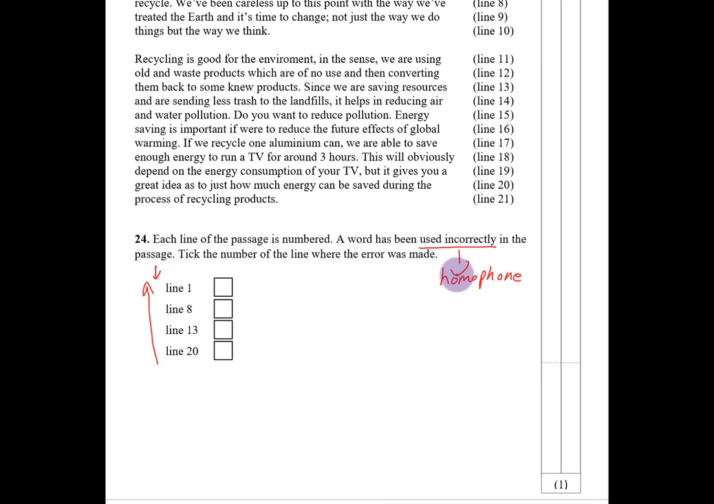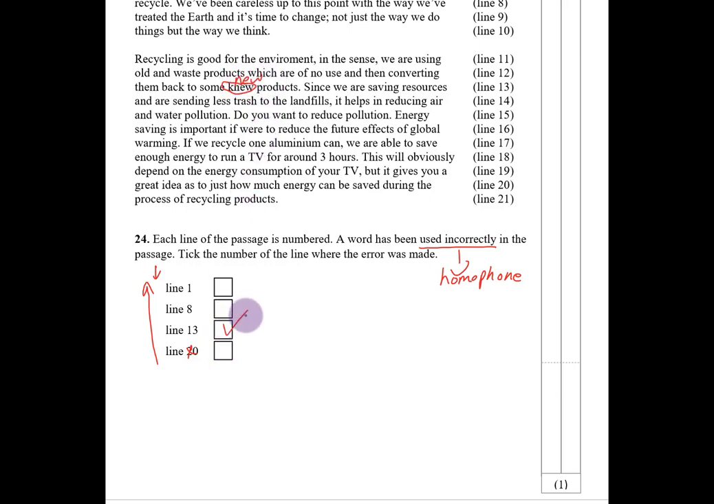So we're looking for a homophone, and we're going to start with line 20. And as we go through, great idea as to just how much energy can be saved during the... So there's nothing in there, so we can forget about that. Line 13, converting them back to some new products. And this is our homophone, because this should actually just be new.